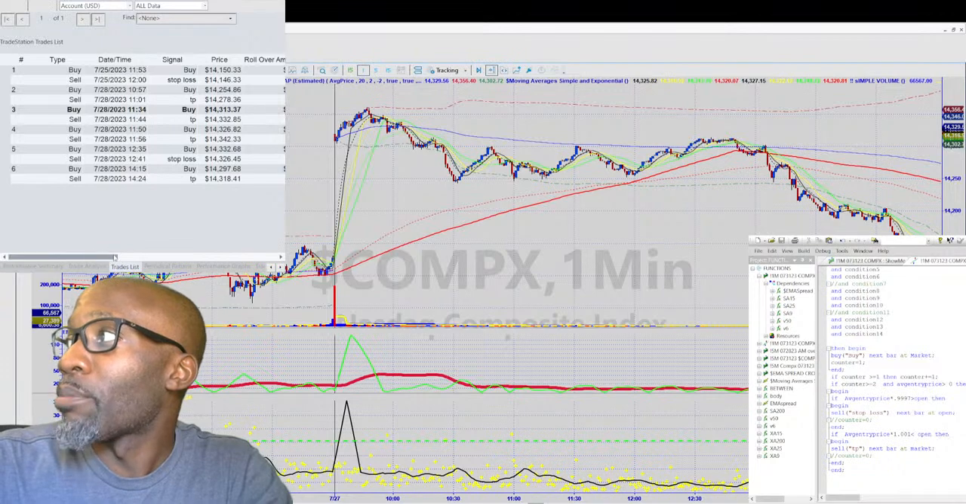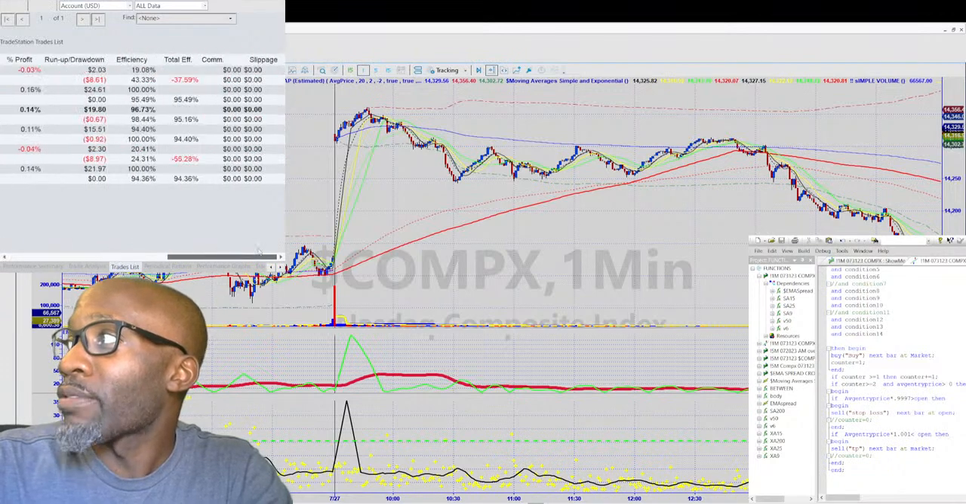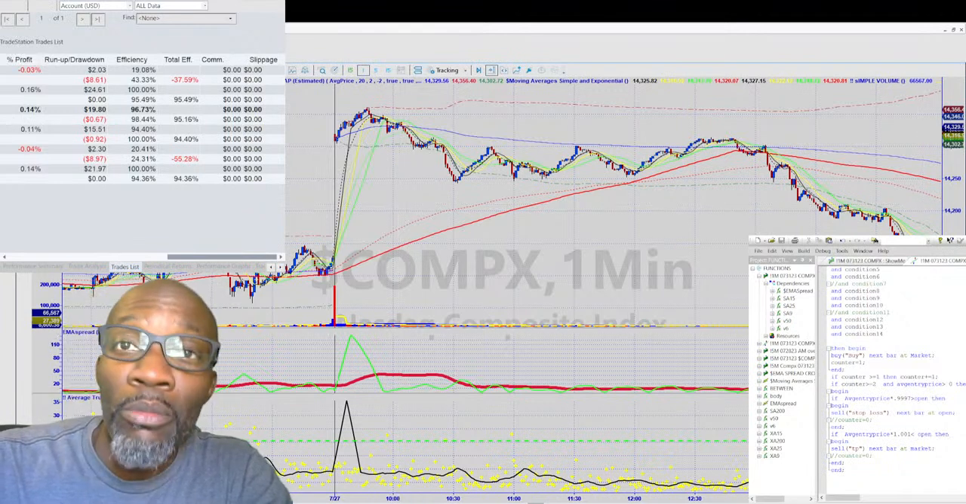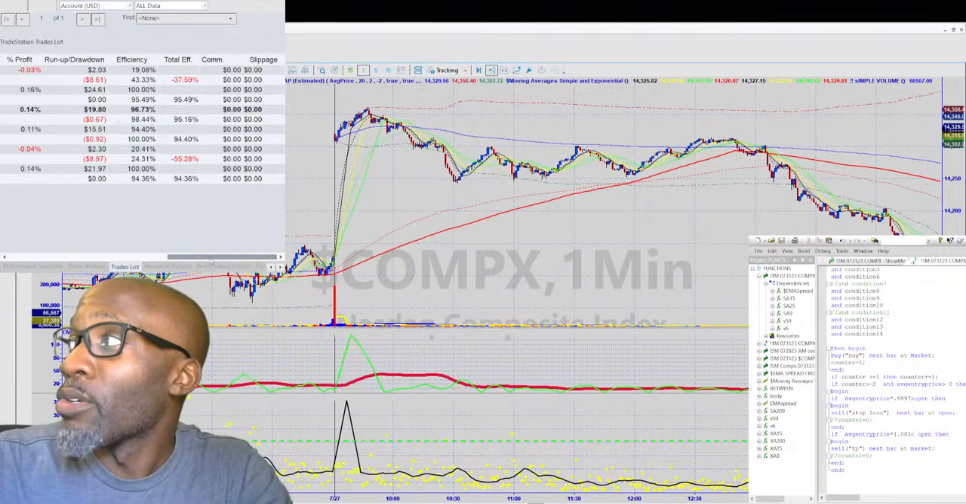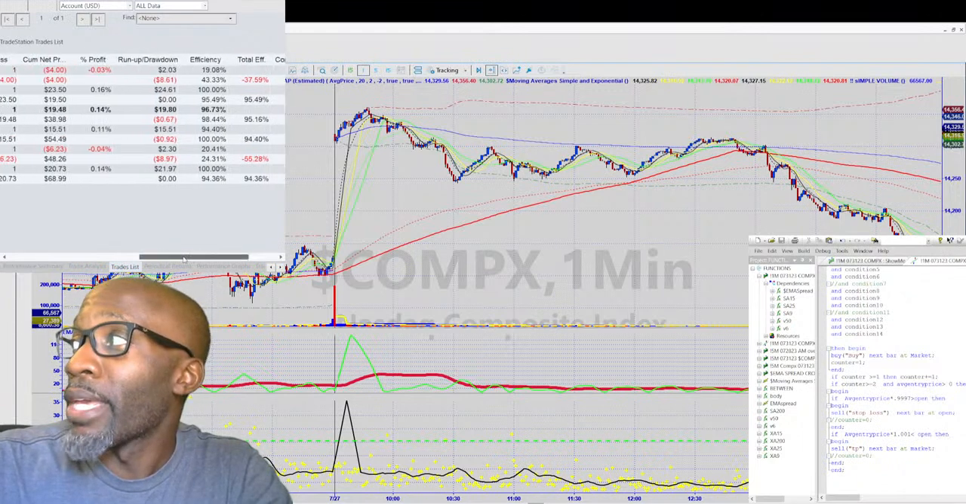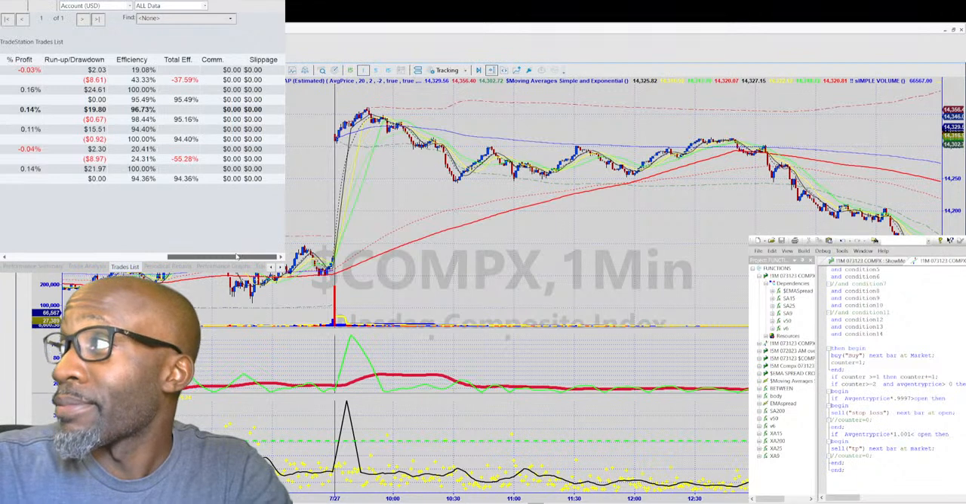I'll print out this graph along with the code associated with it, put it in my notebook, and put it on the shelf, so when we have another day that sets up very similarly, we can make 0.07%.